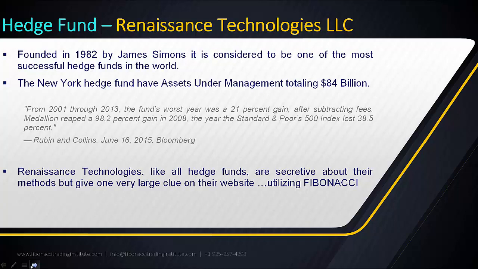So, James Simmons, a mathematician, founded the fund more than 30 years ago. He is my hero. He knows extremely well that the market is a Fibonacci puzzle. Using anything else is an afterthought.